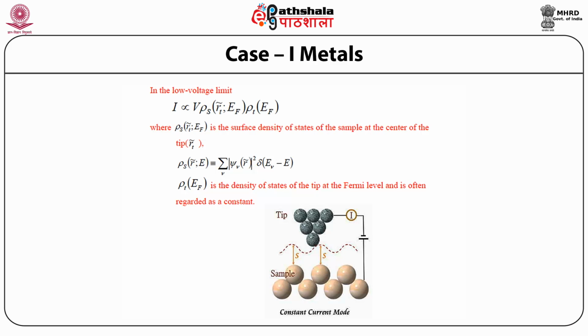So let us take a case for metals. In the low voltage limit, I is proportional to V multiplied by rho_S(R_T, E_F) multiplied by rho_T(E_F), where rho_S(R_T, E_F) is the surface density of states of the sample at the center of the tip R_T. So rho_S(R, E) equals the summation over nu of the modulus of psi_nu(R) the whole square multiplied by delta(E_nu minus E). Now here rho_T(E_F) is the density of states of the tip at the Fermi level and is often regarded as a constant.